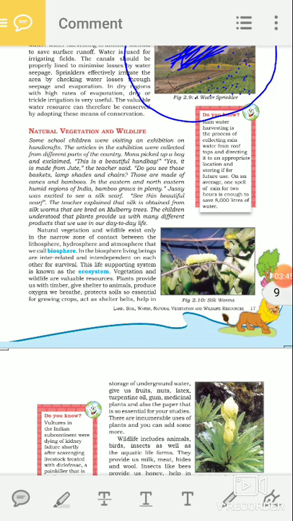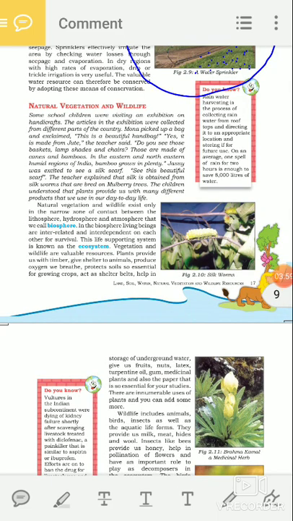Jassi was excited to see a silk scarf. "See this beautiful scarf." The teacher explained that silk is obtained from silkworms that are bred on mulberry trees. Silk scarves are woven from the silk we get from silkworms reared on the mulberry trees.